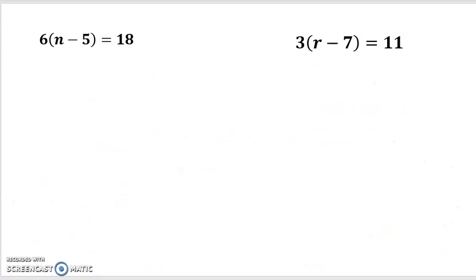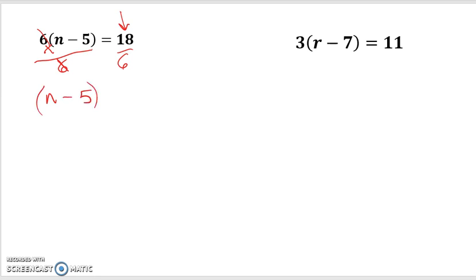All right, let's do it. So, as I suggested before, 6 divides so nicely into the 18 that I would actually make my first step divide by 6. And we know that any number divided by itself will cancel to give 1 because 6 goes into 6 exactly 1 time. So then I'll be left with n minus 5.